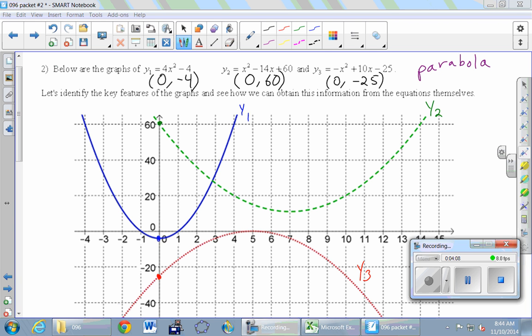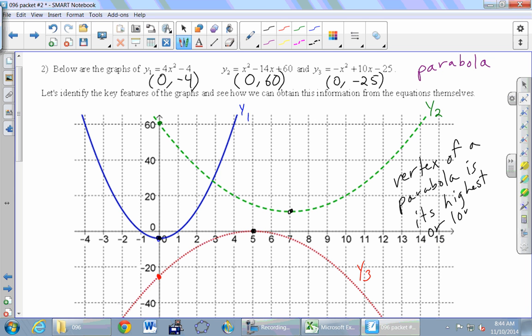And that lowest or highest point, it has a name. Anybody know the vocabulary word for the lowest or highest point? Apex is a good word. That means highest point, right? Vertex is a math word that means the highest or lowest point. So the vertex of a parabola is its highest or lowest point. So that's the definition of the word vertex, the highest or lowest point.